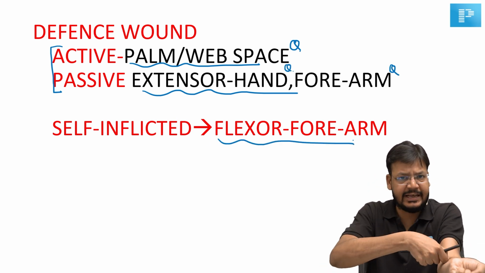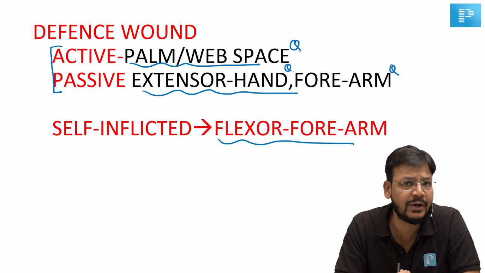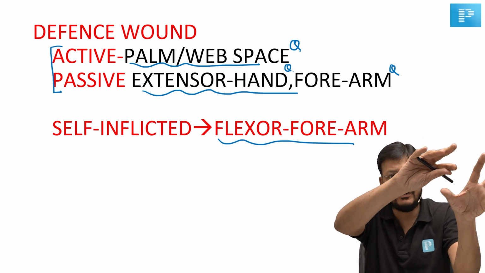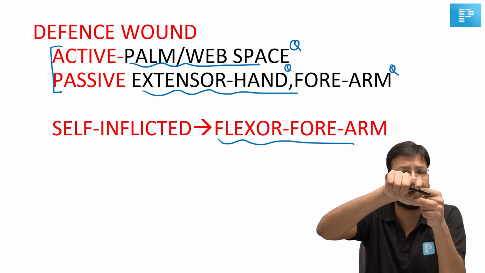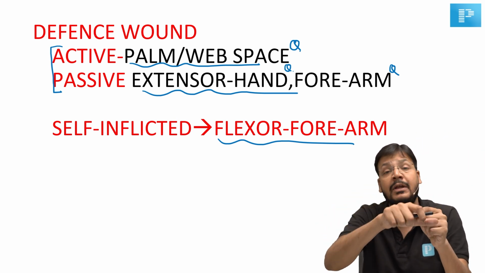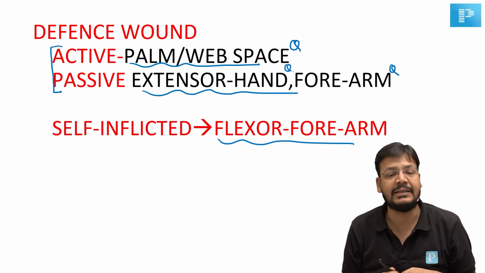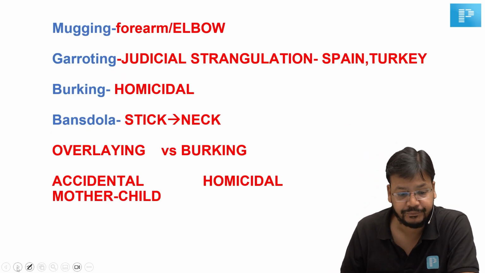Self-inflicted injury. Self-inflicted injuries are very common on the flexor aspect of the forearm. Active defense wound, palmar or web surface. First web space is very common. And passive defense wound is this. Self-inflicted is this. Remember, friends, this is very important.